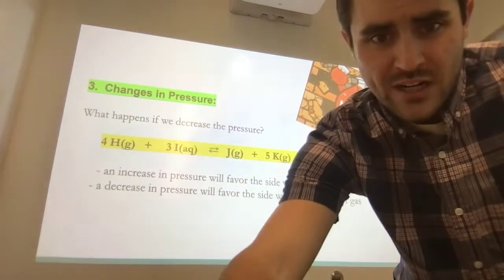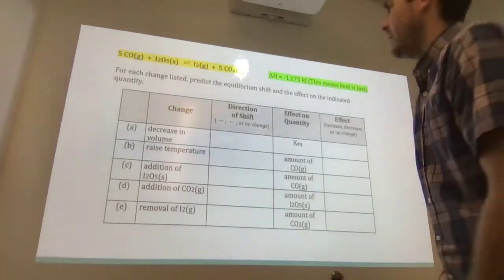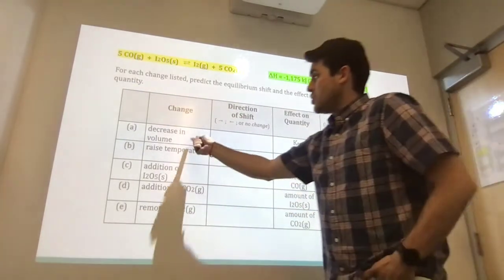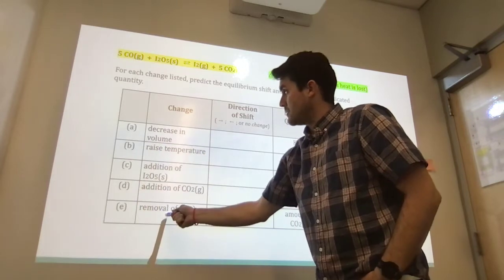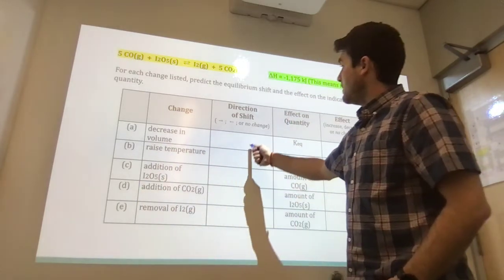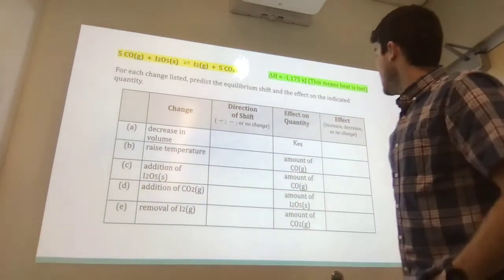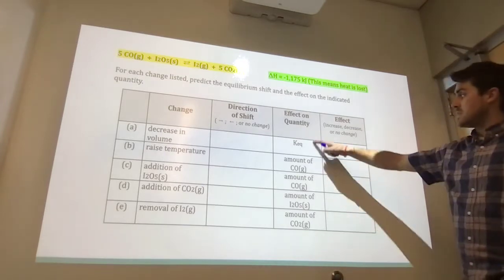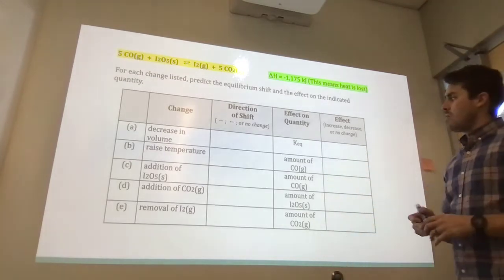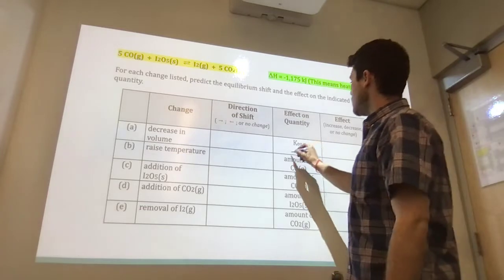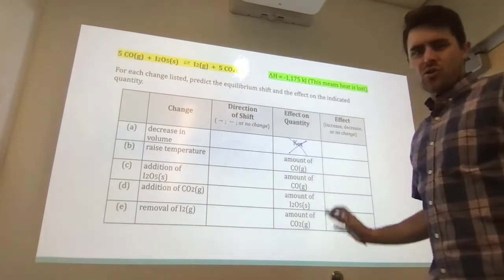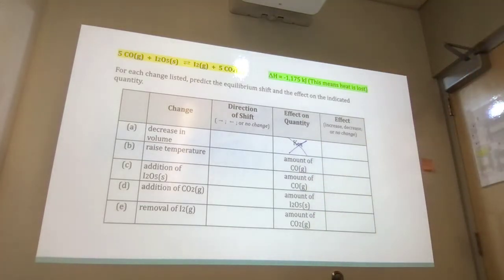So now I've got two practice problems for you. I've got this whole chart here. Basically, I've got a change in the equilibrium. I want you to tell me the direction of the shift, and then what happens to this thing right here, okay? And right off the bat, we can go ahead and cross out KEQ. We haven't talked about that yet, so let's cross that out. Not an important thing, okay? So let's go through pretty quickly here.